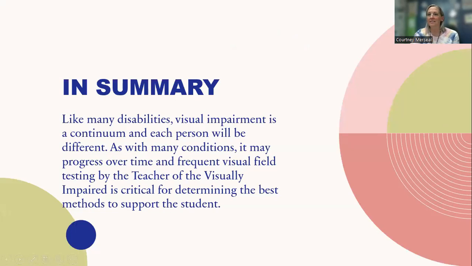And then this is wrapping us up. So in summary, like many disabilities, visual impairment is a continuum, and each student and person that you encounter with a visual impairment will be vastly different. As with many conditions, it can either progress over time or sometimes get better.